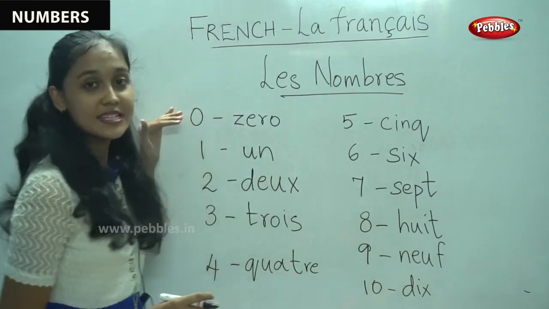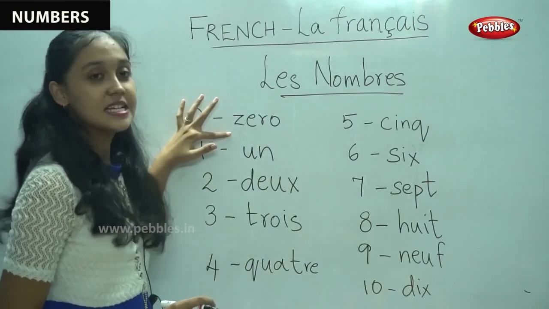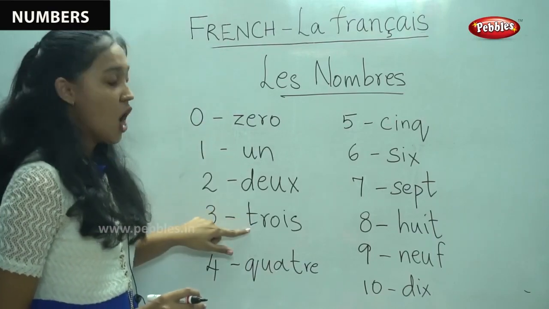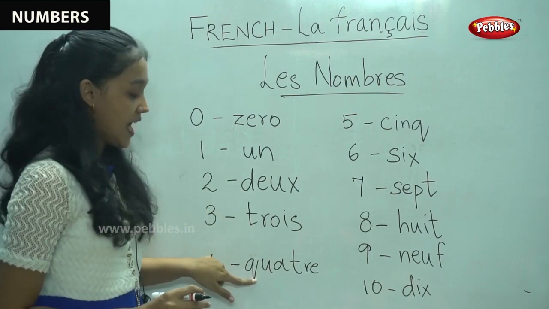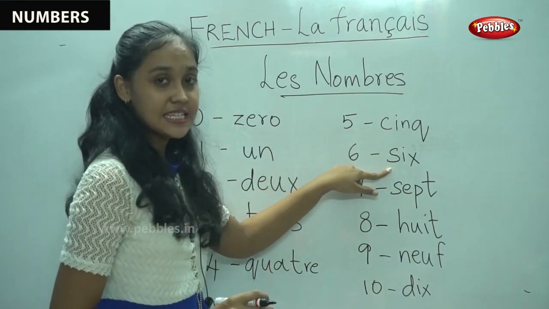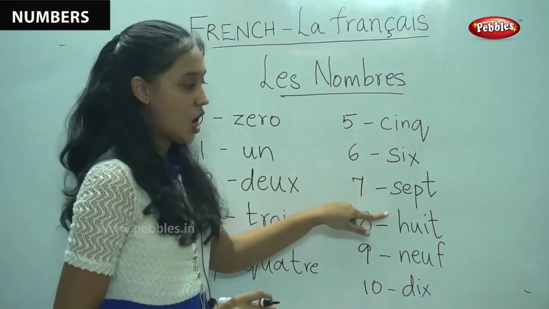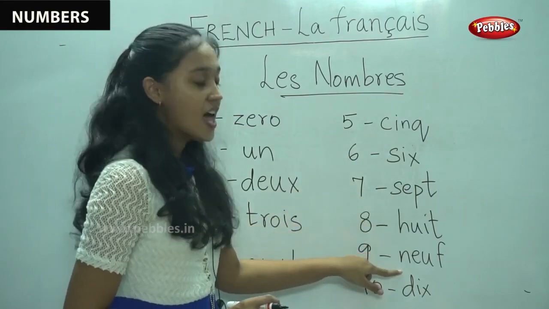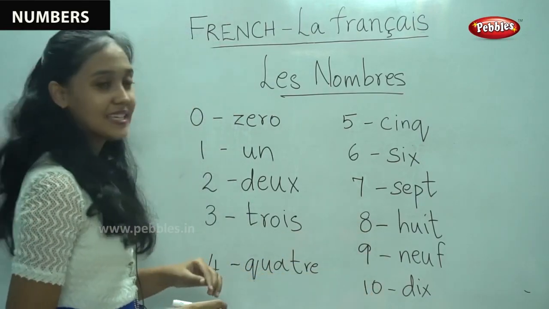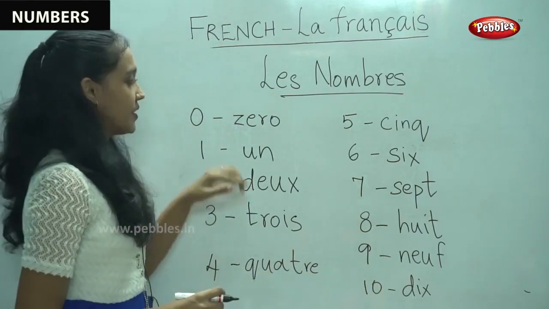So let us say it once again from the beginning. 0, 1, 2, 3, 4, 5, 6, 7, 8, 9, and 10. Let us say it once again, this time slowly.